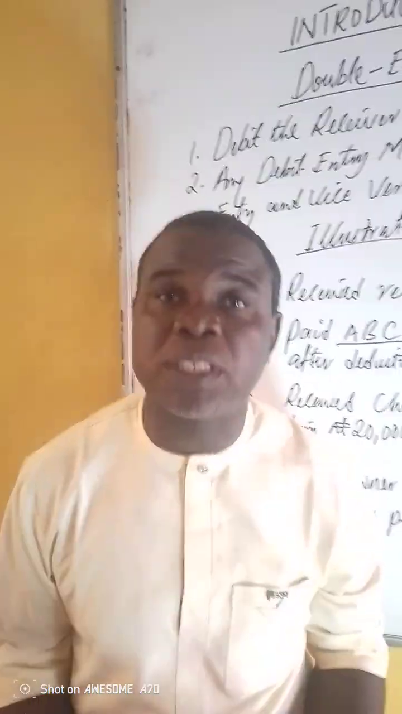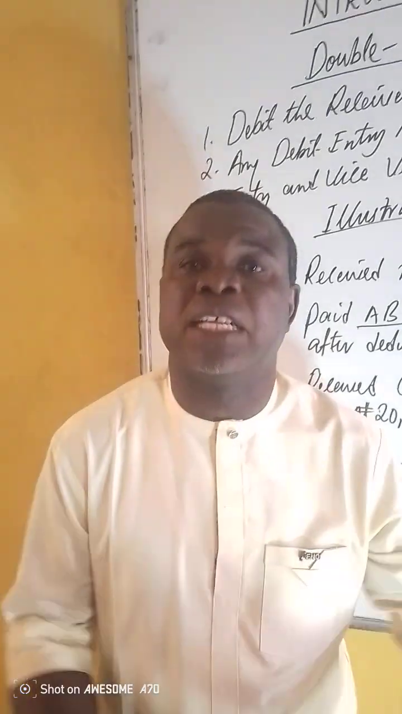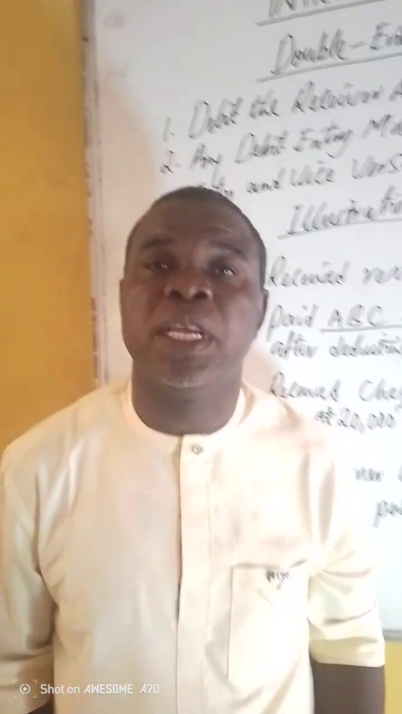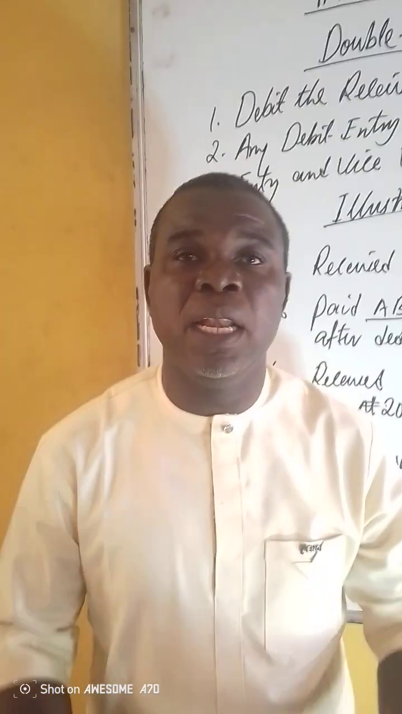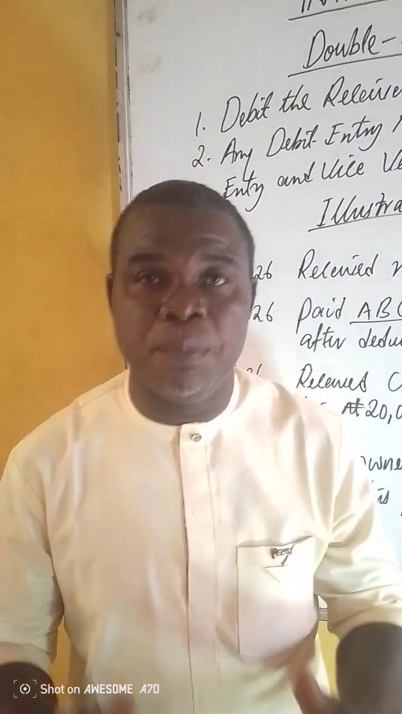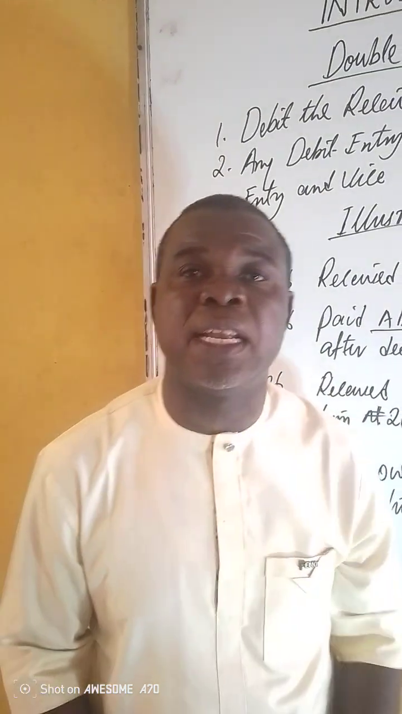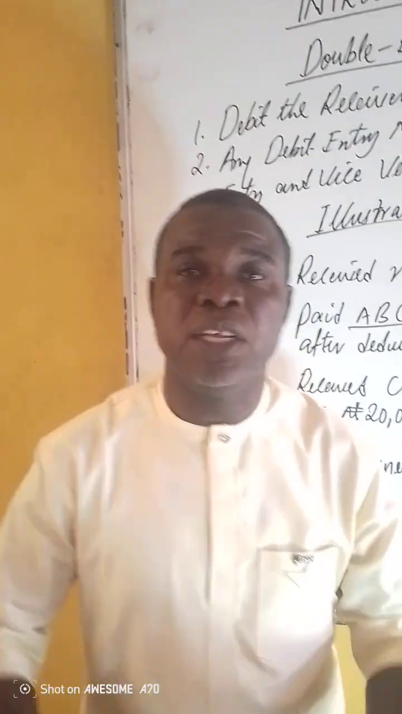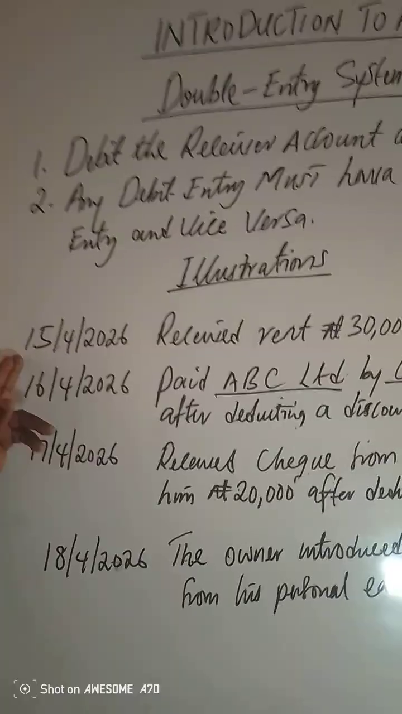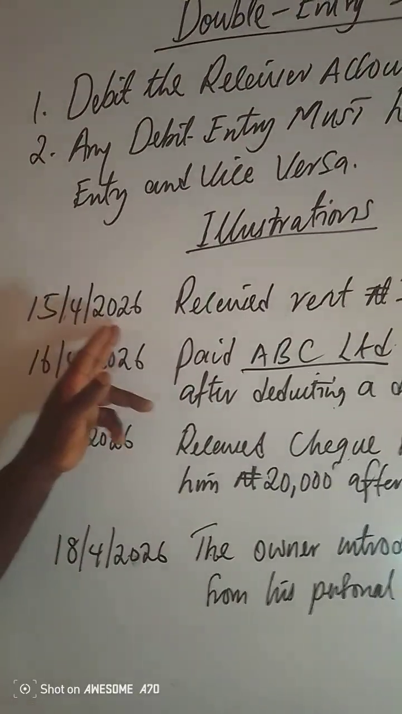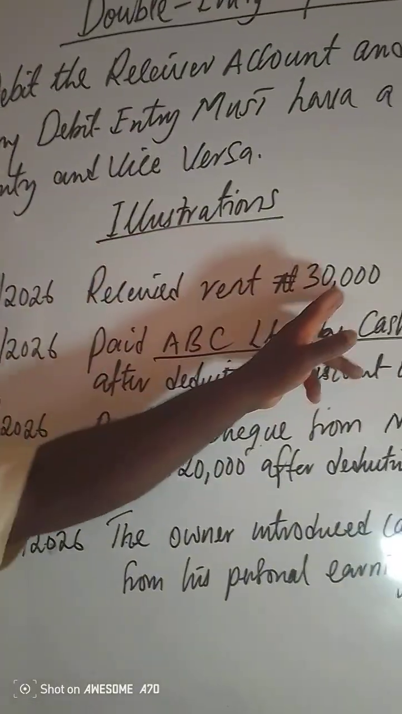In this illustration, I want to emphasize that these are the most salient areas that learners find difficult to post in double entry, because they are not as clear as the way learners think. So there must be much explanation for them to understand how these transactions are posted using double entry via the principles. The first one is on the 15th of April 2026, received rent 30,000.